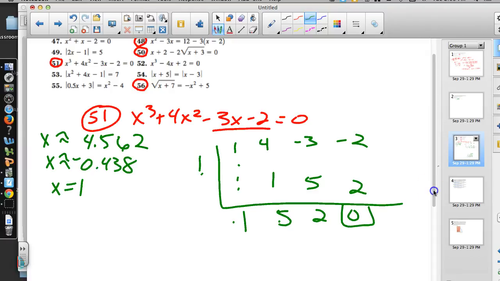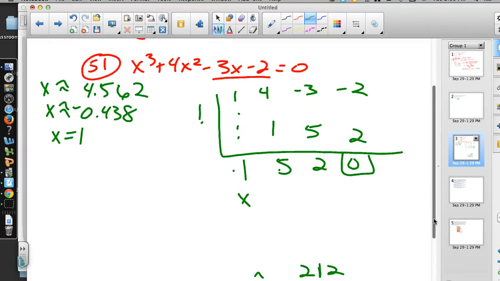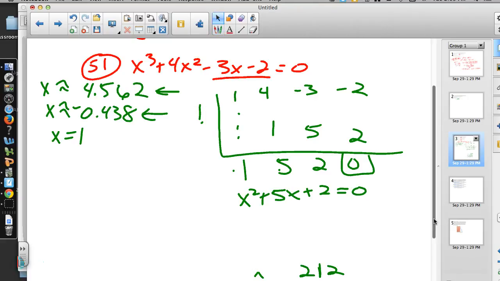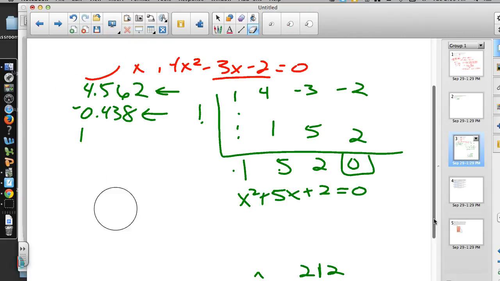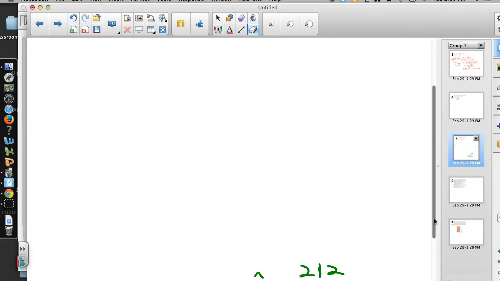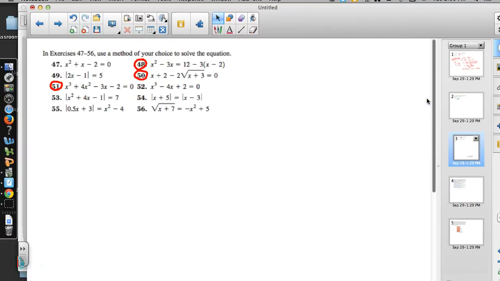And then what we have left here is a quadratic. It's x squared plus 5x plus 2 equals 0. And that's not factorable. And the reason we know that is because of these two right here. So we can do completing the square or the quadratic formula with that and get those additional two solutions exactly. But that's not what this lesson was about. This lesson was about making use of all of the things that we know so far.